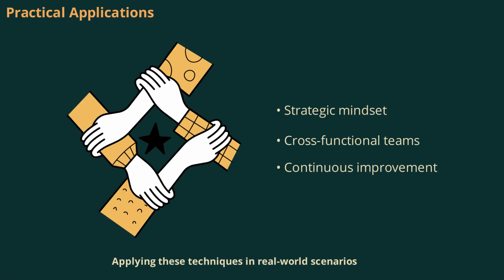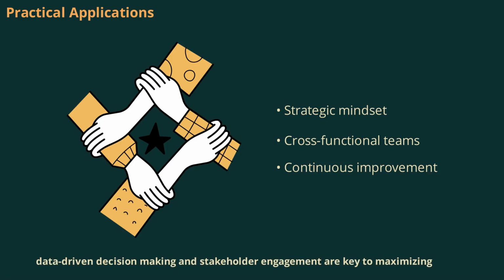Applying these techniques in real-world scenarios requires a strategic mindset and cross-functional collaboration. Whether it's using target costing to launch a new product, implementing value engineering for cost saving, or adopting EMA for sustainability, organizations must tailor their approach to their specific industry and market conditions. Continuous improvement, data-driven decision-making, and stakeholder engagement are key to maximizing the benefits of specialist techniques.